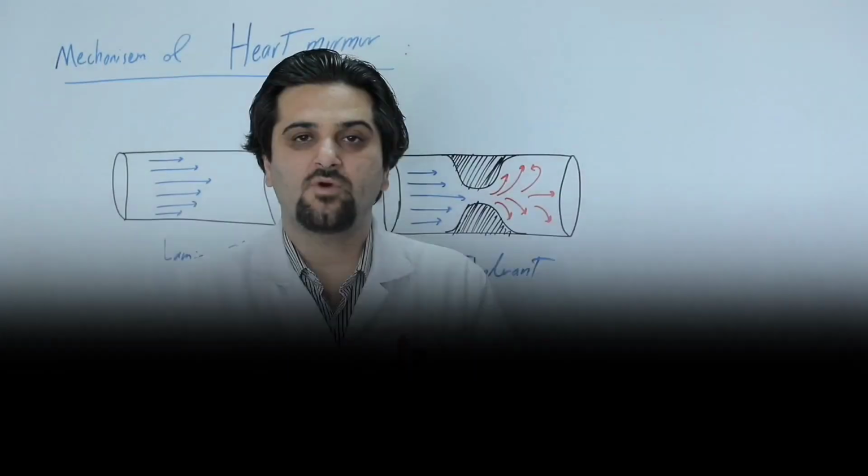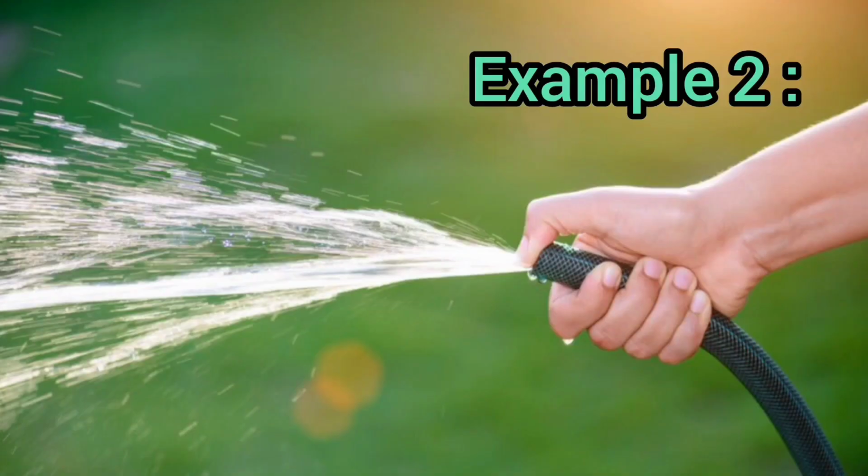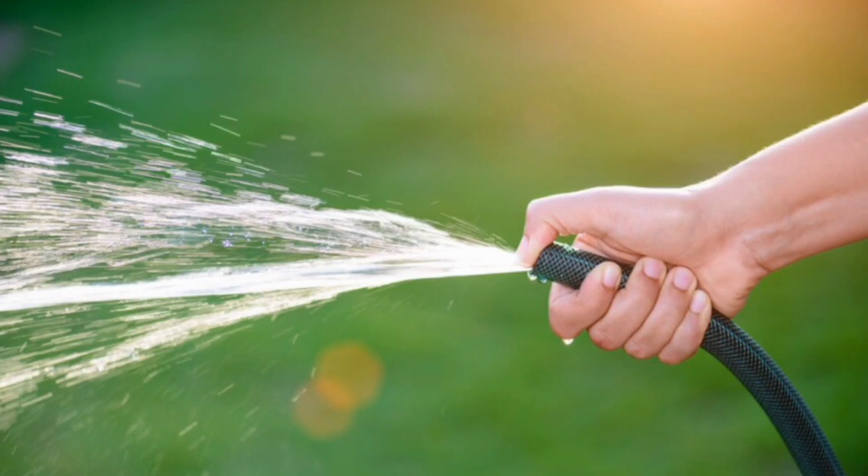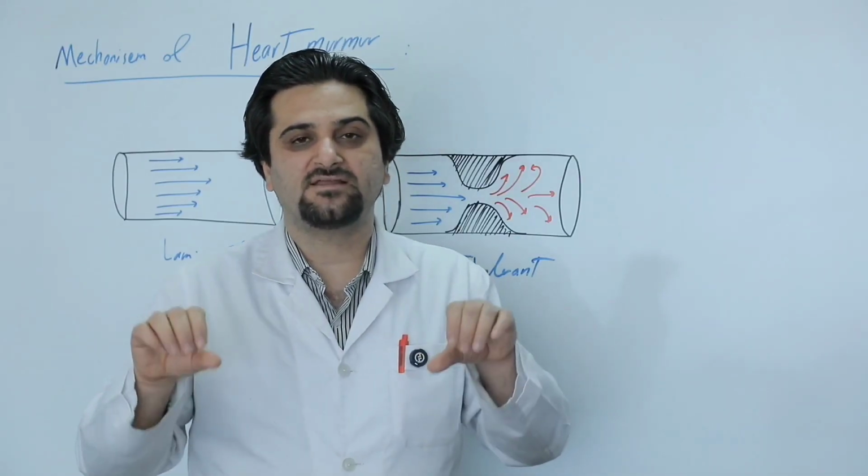In any case, this leads to the production of sound, and we might hear this sound from a long distance. Or consider a garden hose that you are using to water the garden. Normally, when you place your hand on the hose, you might feel a slight vibration.